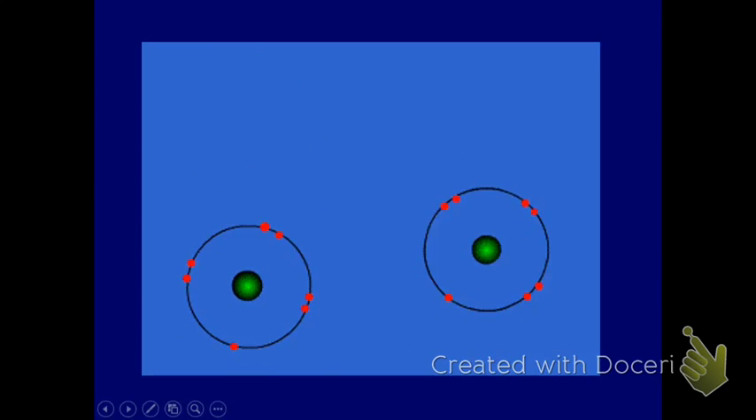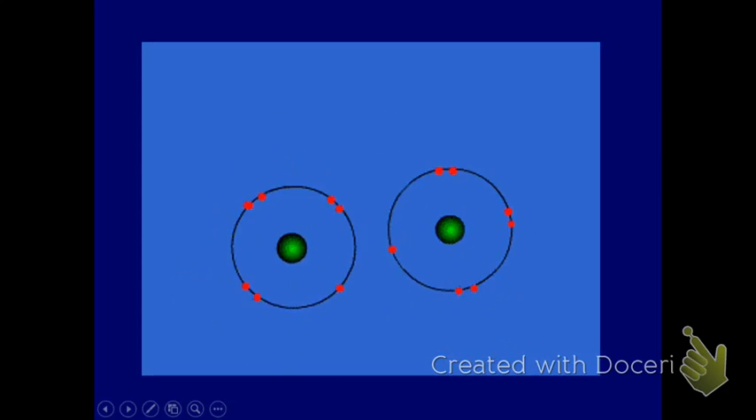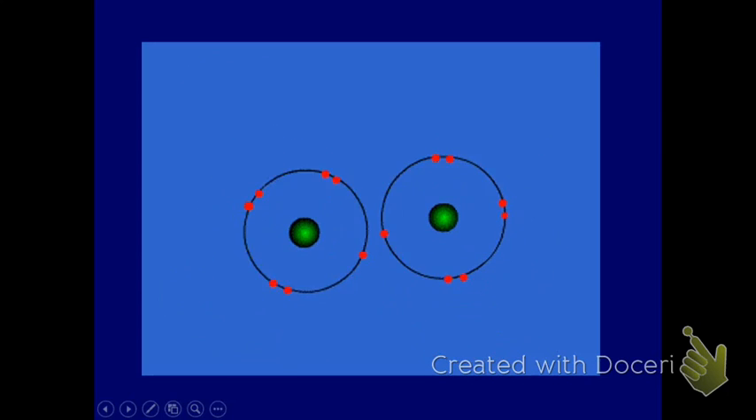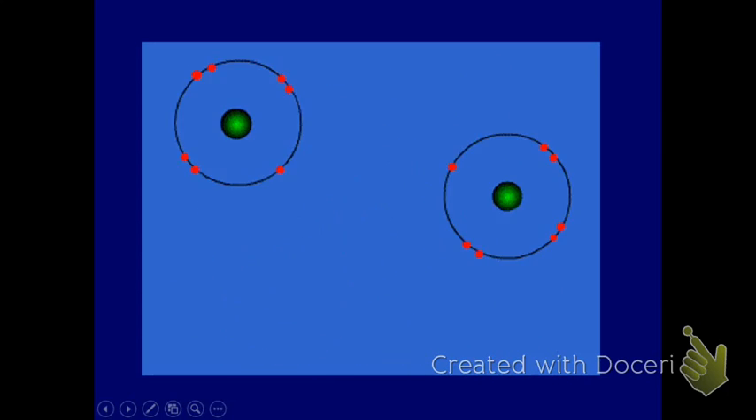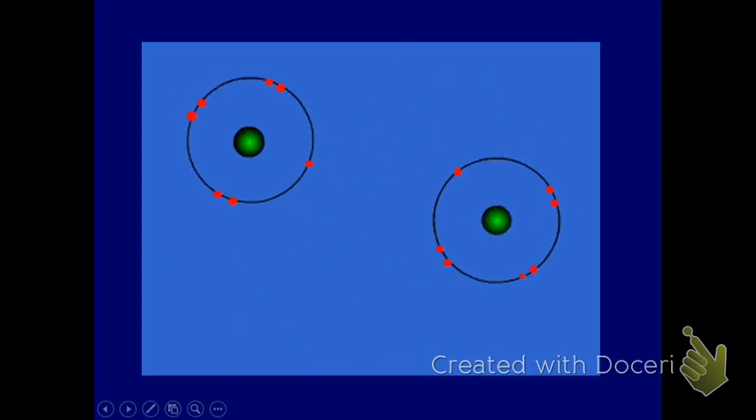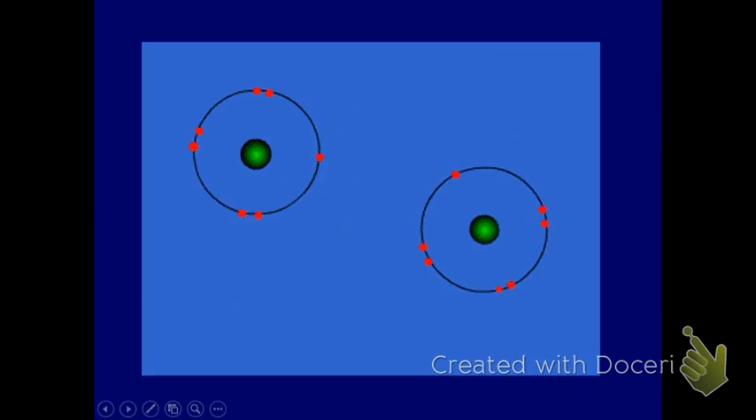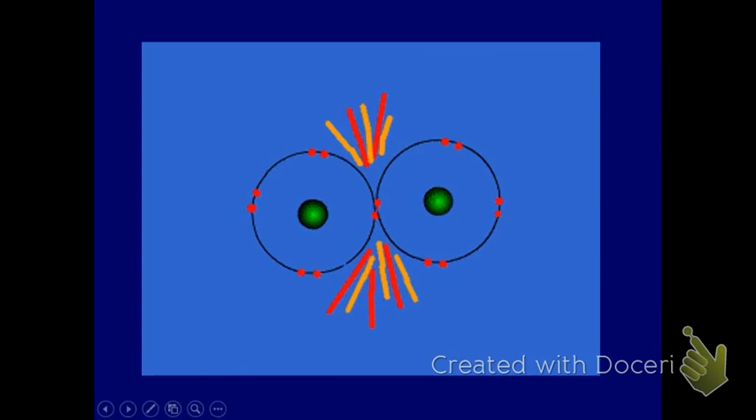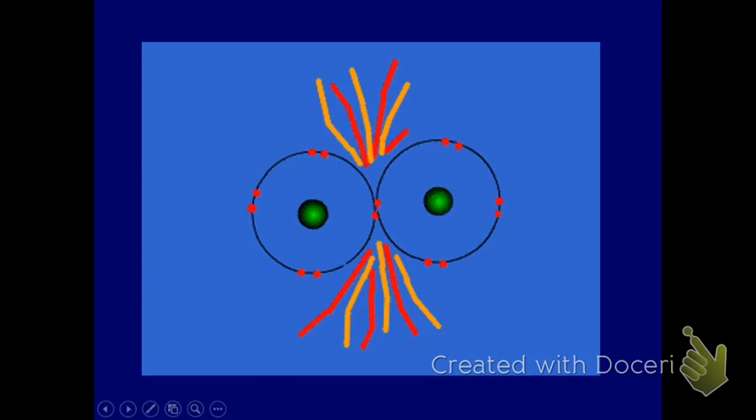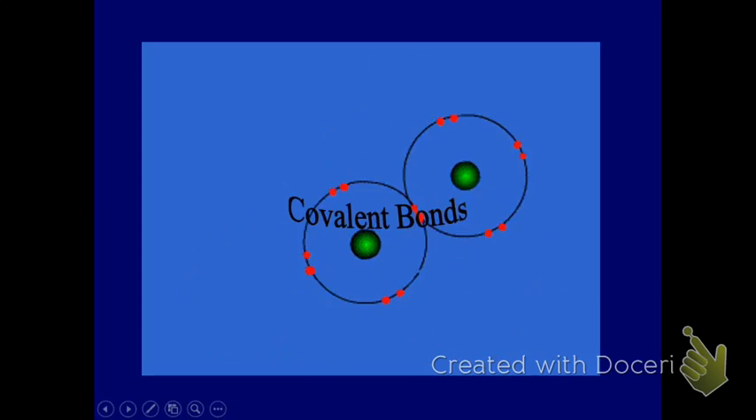So here is a visual. They come together and they share. Notice where they are sharing. That is the bond. And if you notice again, when they come together and share, if you can count, by sharing, they both have 8 electrons in their outer level. So they come together where they each have 1, and 1 plus 1 gives them 2, plus their other 6 that they had. So they now have 8. Another visual of sharing.